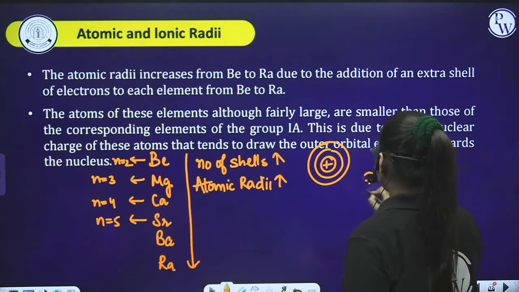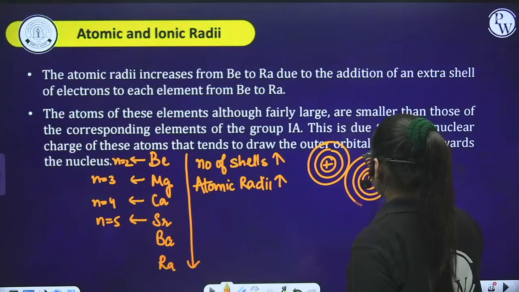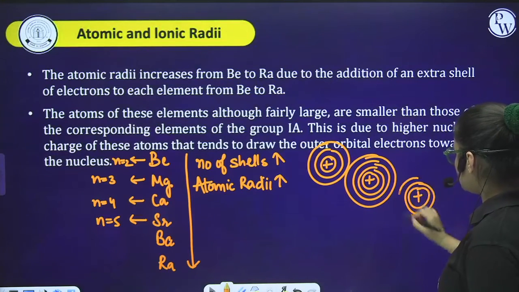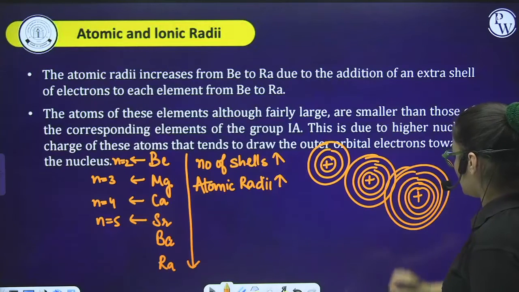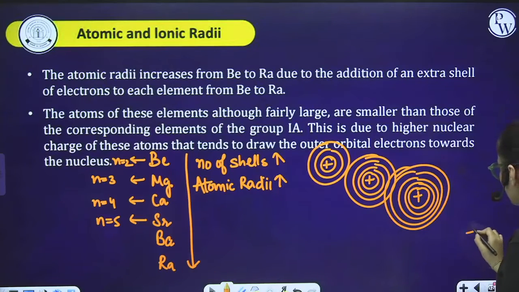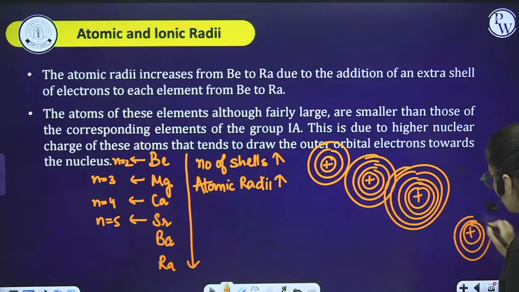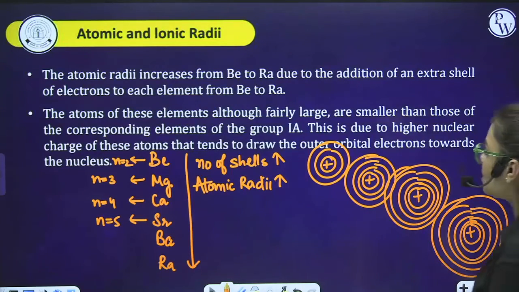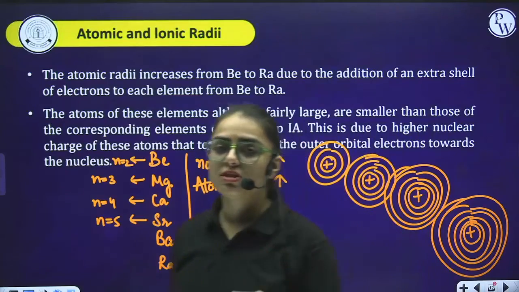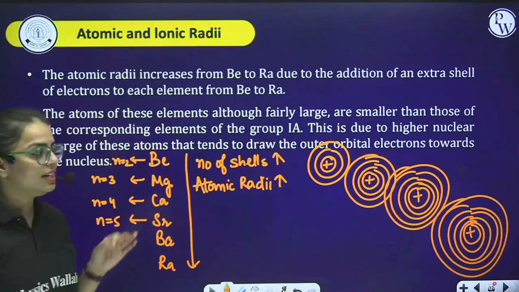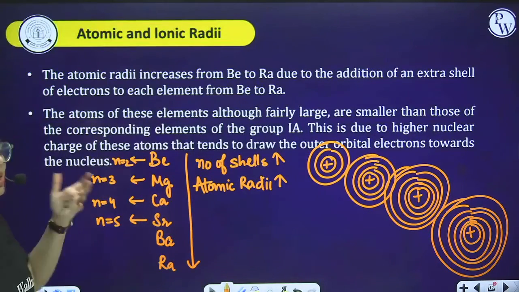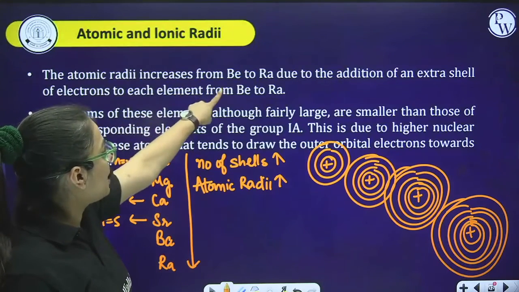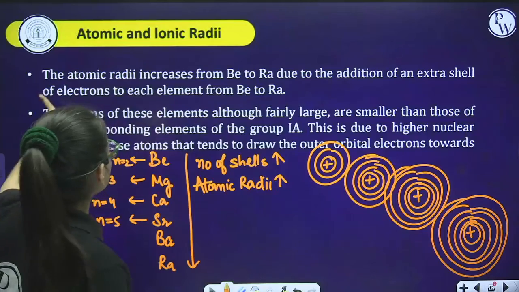If I have to draw magnesium, it is first shell, second shell, third shell. If I have to draw calcium, it is first shell, second shell, third shell, fourth shell. Similarly, if I have to draw strontium, it is first shell, second shell, third shell, fourth shell, and then the fifth shell. As you can clearly observe, the distance from the center to the outermost shell is increasing. That means the atomic radii will increase. Right, everyone? So atomic radii increase from beryllium to radium due to the addition of an extra shell of electrons to each element.